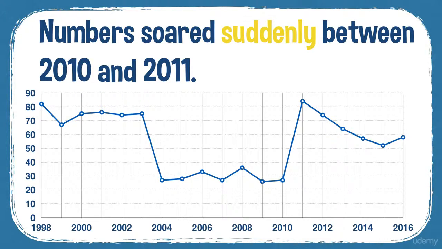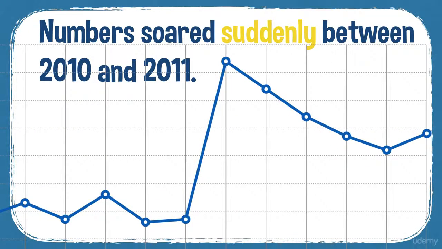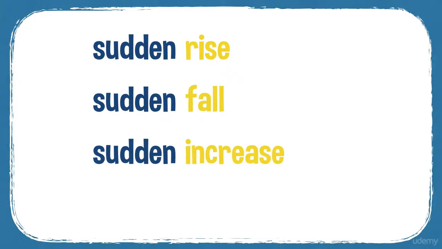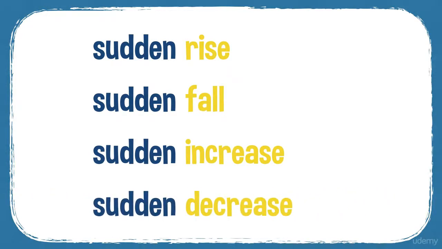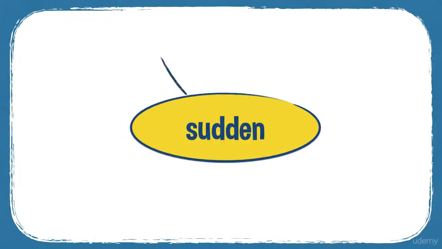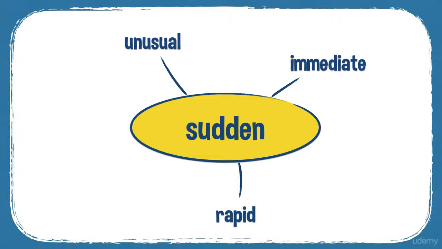Numbers soared suddenly between 2010 and 2011. So it was going nowhere for several years, then suddenly soared. You can have a sudden rise and a sudden fall, a sudden increase, sudden decrease. You can also say fell suddenly, rose suddenly. So the adverb is very useful here too. Synonyms for sudden. You could use unusual. That suggests it's unexpected. Rapid. And immediate.